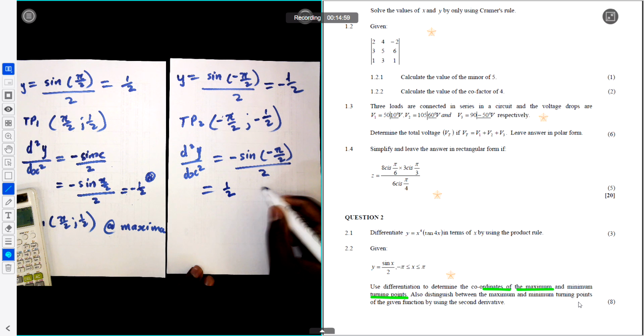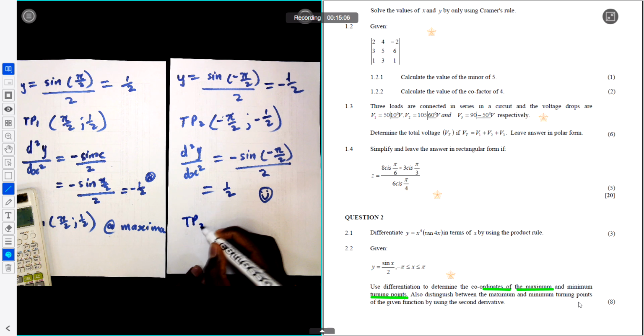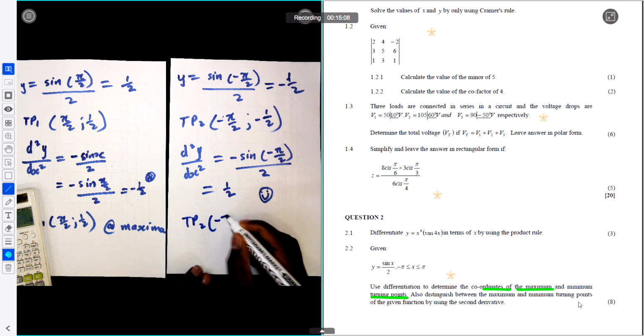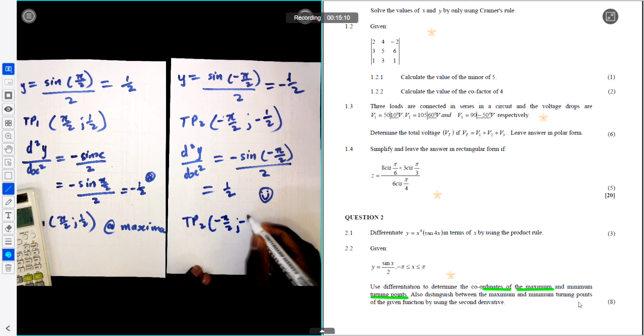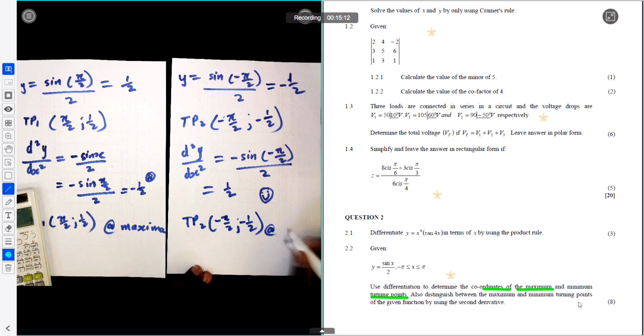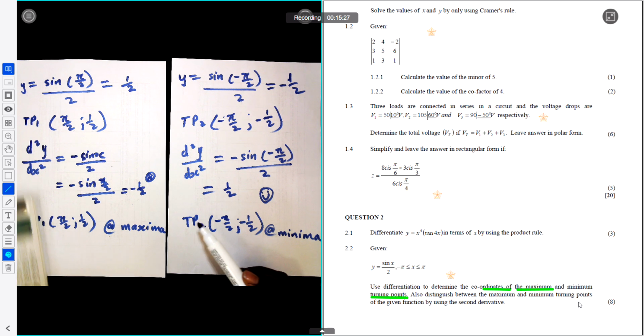So in the second derivative, it shows us a happy face, it's positive. So we know that at turning point number 2, where negative pi over 2 is to negative 1 over 2, we are at a minimum turning. So it reaches its minimum turning. So we are done distinguishing from the second derivative whether we're having a maximum or minimum turning point, utilizing differentiation.